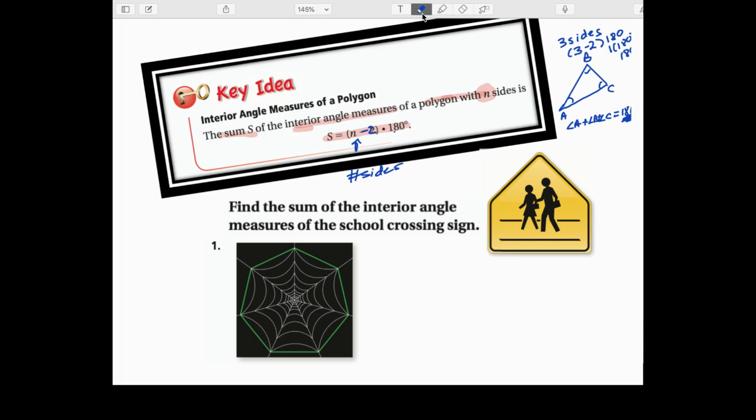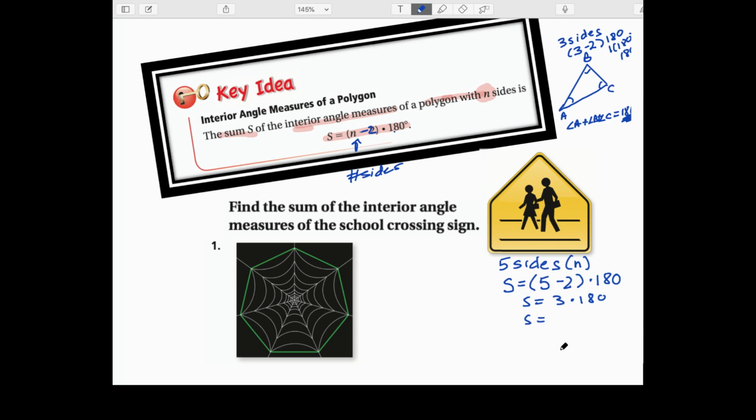All right, so let's go back to this. n minus 2 times 180. Here, find the sum of the interior angles of a school crossing sign. We have 5 sides, so that's what n is. The sum of the interior angles of a polygon of n sides is going to be n, which is 5 in this case, minus 2 times 180. So S equals 3 times 180.